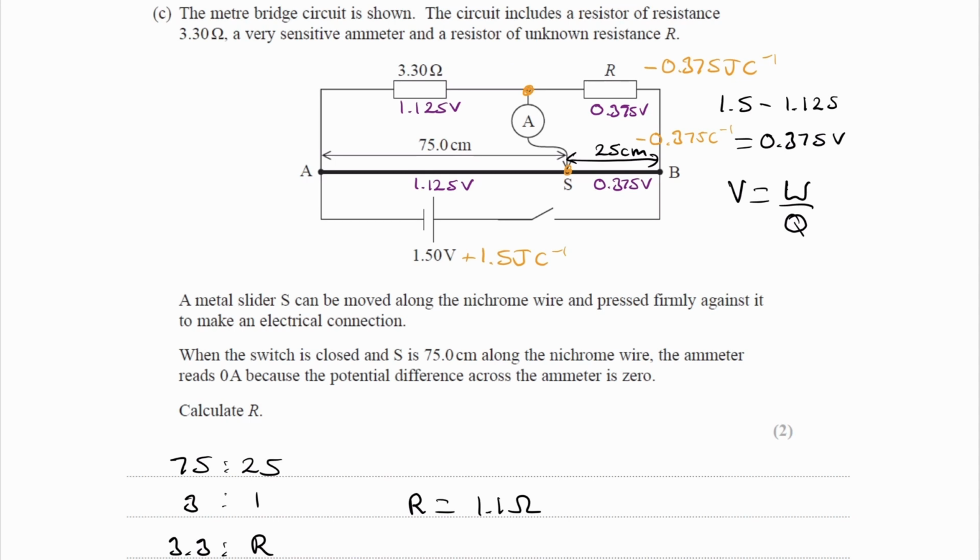And if the charge has the same energy there and there per coulomb, then the potential difference across those two points should be 0. It's only if the charge carriers have differing amounts of energy at those two points that there will then be a potential difference.